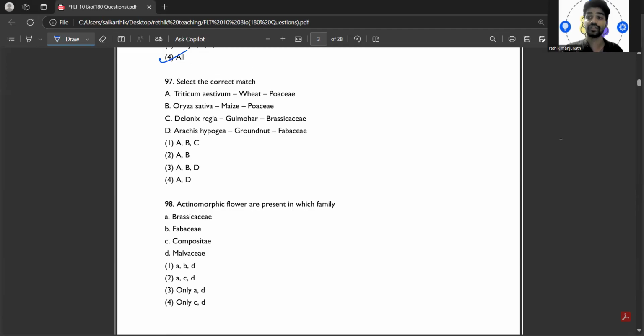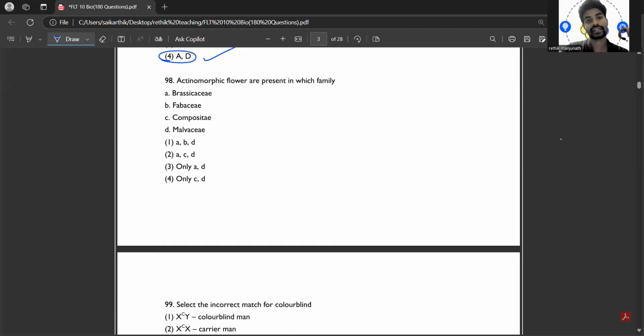Next, the 97th question, where we have to select the correct match. So out of these, A is correct. Coming to B, instead of maize, it is actually rice. So this is a direct question, my dear children, so you should know. Okay. Then out of C, instead of this, it is actually Fabaceae. Groundnut, again, is Fabaceae. So A and D are correct. So option 4.